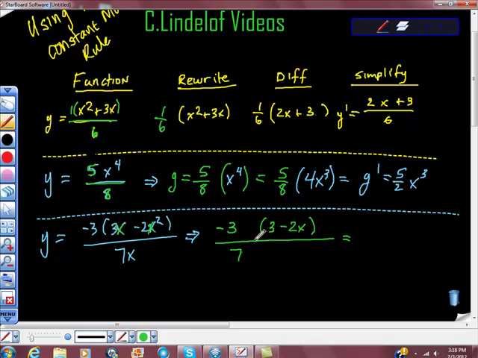We're going to start taking derivatives here. So the first derivative of, let's start with this, we kept our constant multiple here, but the first derivative of 3 is just 0, isn't it? The first derivative of -2x is -2, so we get y prime is equal to -3 times -2 is 6/7. So it turns out this thing is more linear, isn't it?